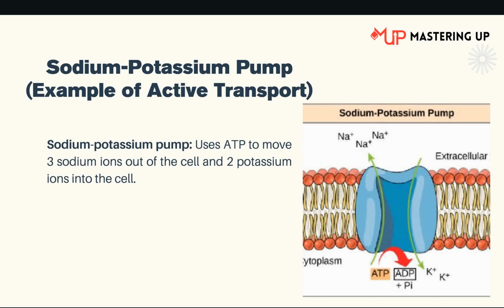Here is an illustration of the sodium potassium pump. You can see three sodium ions moving out of the cell and two potassium ions entering the cell with the help of ATP molecule, which is converted into ADP and phosphate ion.